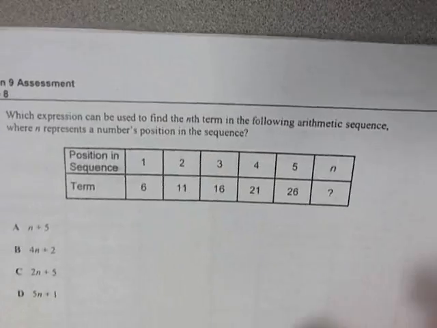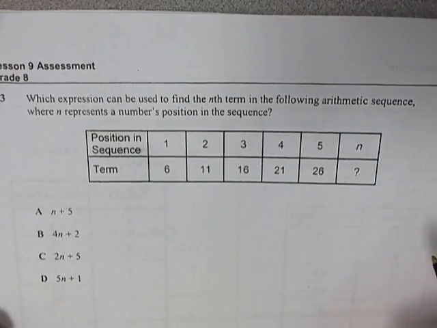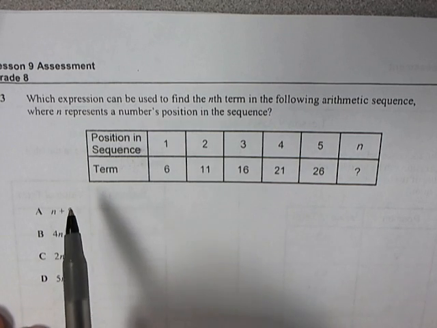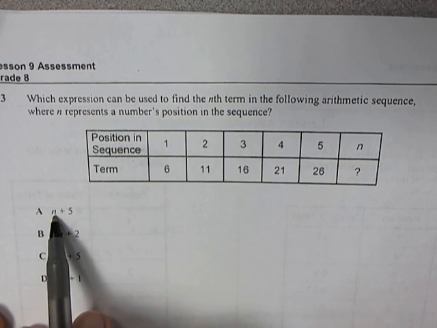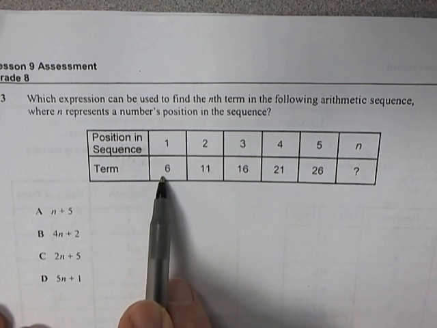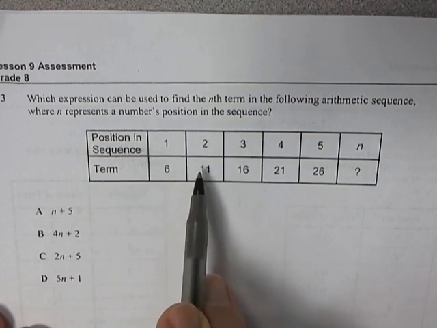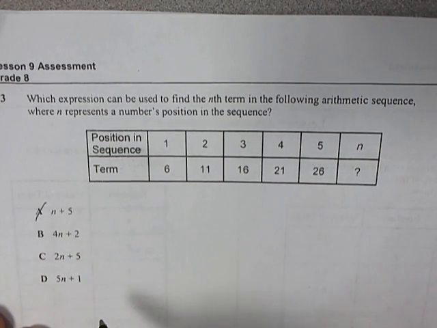Next one. Let's see, plug in position 1 for answer choice A, you get 6. Okay, we're looking for 6. Let's plug in position 2, you get 7. We want 11, so it can't be A.